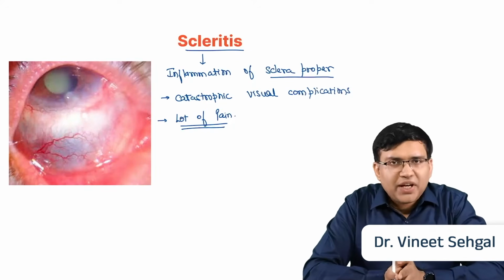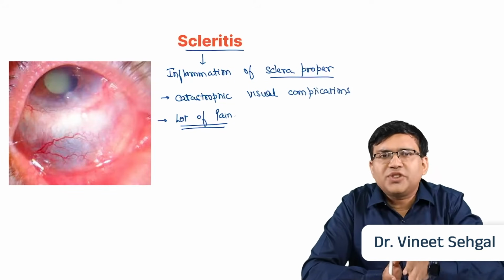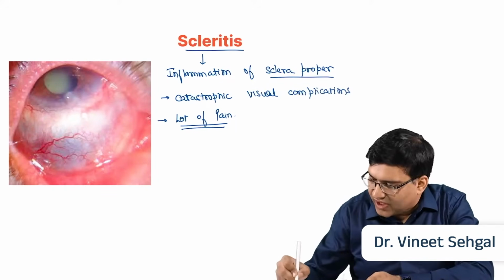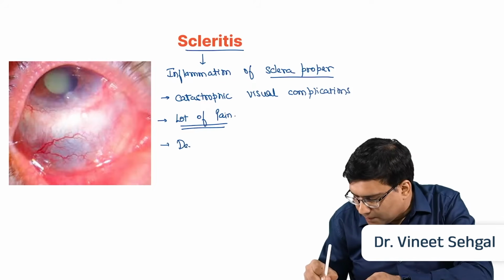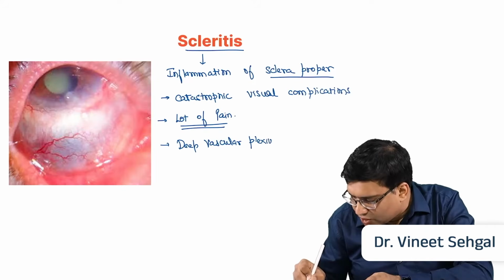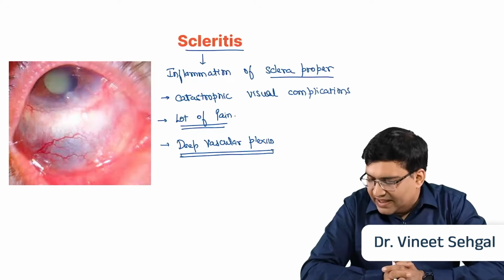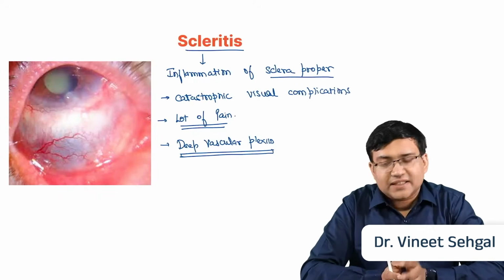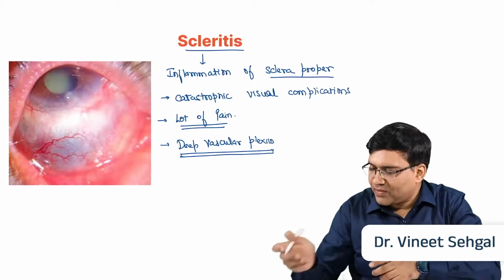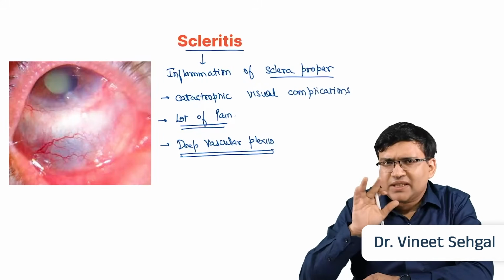When we see the appearance, in episcleritis I told you there is superficial vascular congestion. But in a patient of scleritis, the deep vascular plexus is involved. This was a question a few years back, where they asked the difference between scleritis and episcleritis. So remember, in scleritis there is deep vascular plexus involvement, and in episcleritis there is superficial vascular plexus involvement.